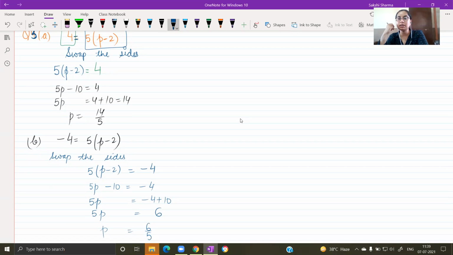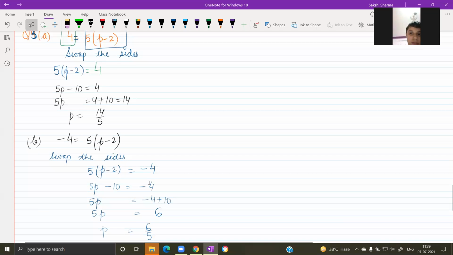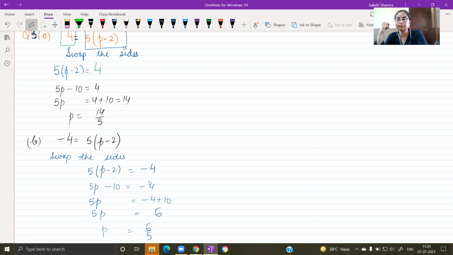You will have to take LCM to solve. Or you can form a mixed number and then give your answer. Okay, ma'am. Yes, Rishit? My answer came to as 2.8. That's correct. 14 by 5 is 2.8.